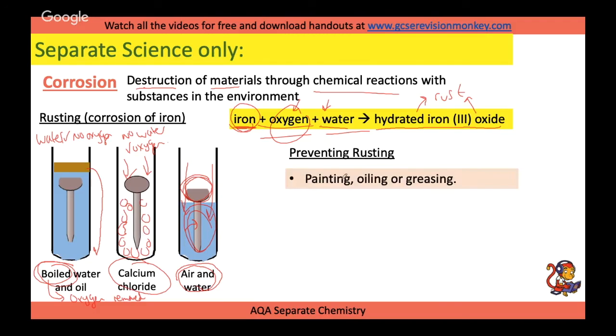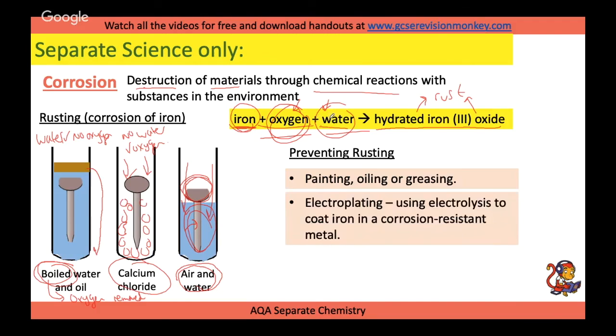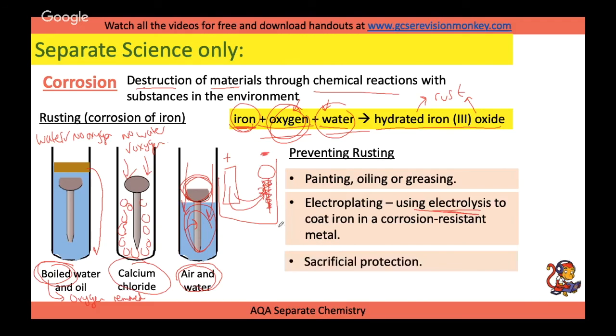To prevent rusting, you could paint the nail or put some oil or grease around it, and you might need to link back to what you're preventing from getting to the nail in terms of oxygen and water. You could electroplate it, so using electrolysis to coat the iron in a corrosion-resistant metal. So if you made your iron the negative electrode and you had a pure metal over here as your positive one in an electrolyte, the ions would move over to the negative electrode and coat it for you in a protective metal. Or you could use sacrificial protection.